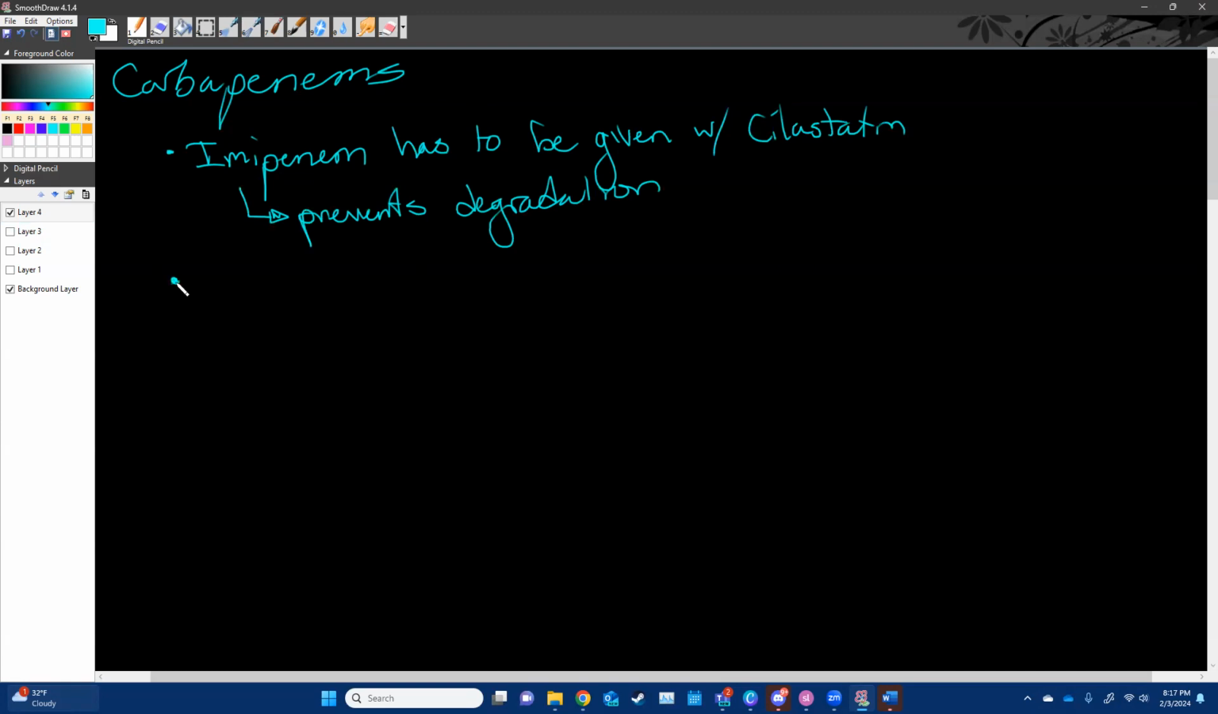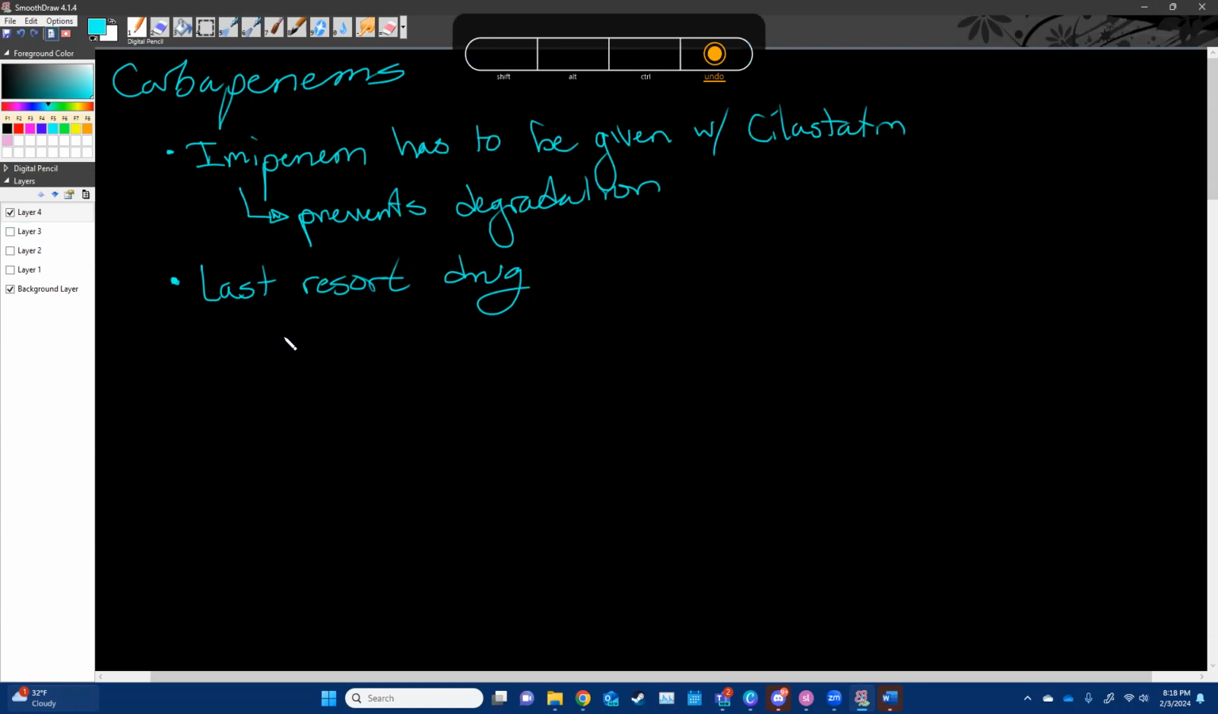A couple of important things to note about carbapenems. They're your last resort drug. So if nothing else is working, we usually go to the carbapenems. And once we go into exams 2, 3, and 4, you'll learn a lot more about them. But you're going to be seeing them used in a ton of different things.